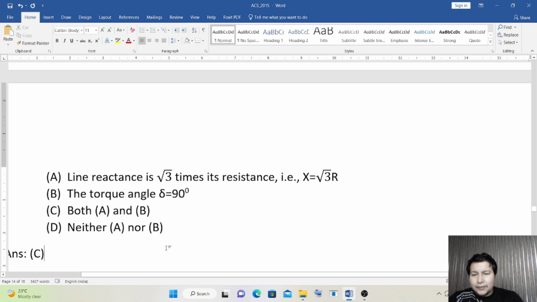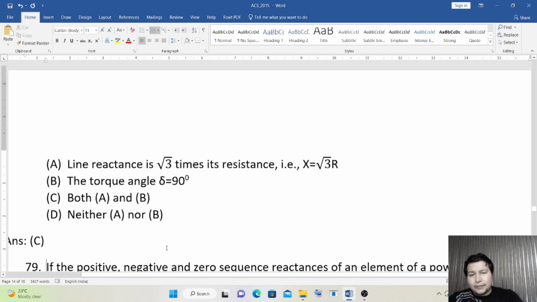So, we know the power transmission formula: sending end voltage times receiving end voltage divided by impedance into sin delta. So both factors are required, so option C is the correct answer, both A and B.